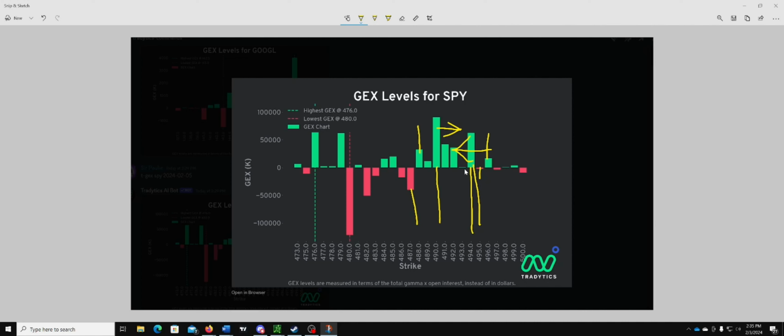Also, one more thing. You see this right here? This is pretty much an empty space. I've noticed this, and I think for the most part it's true. These empty spaces, GEX spaces, are difficult to get through. Not impossible, but they provide a lot of resistance or support, depending on the price. So essentially, if this is 493 right here, if we open below 493, there's a good chance that price will get pushed further away from this because of the empty space and the green GEX bar.